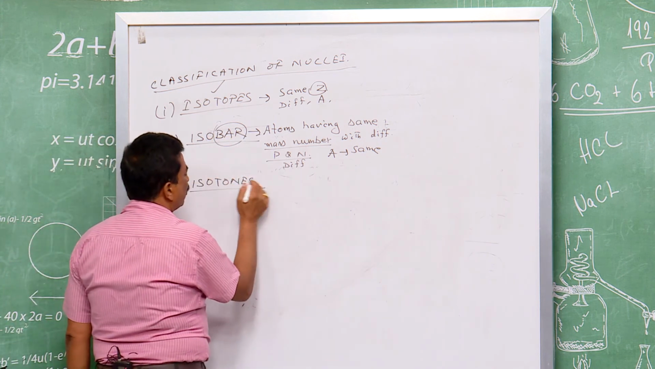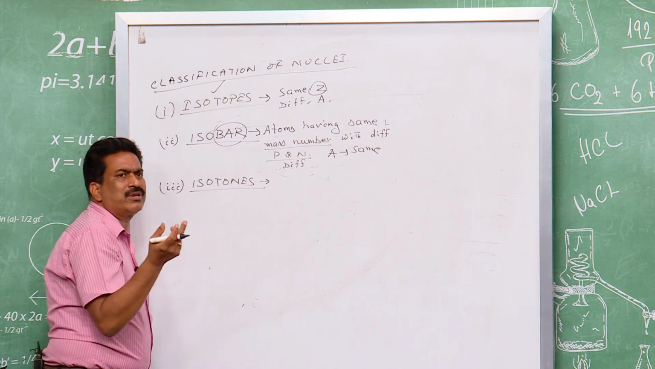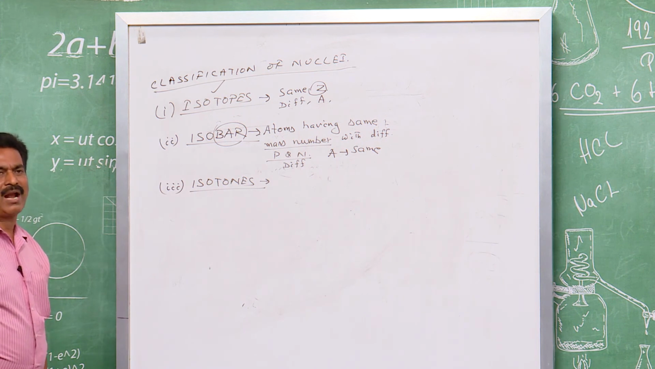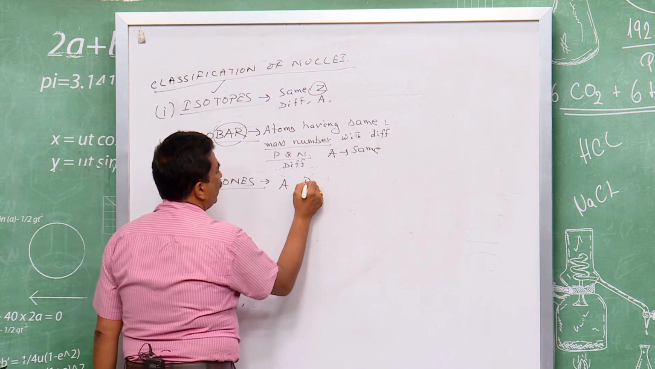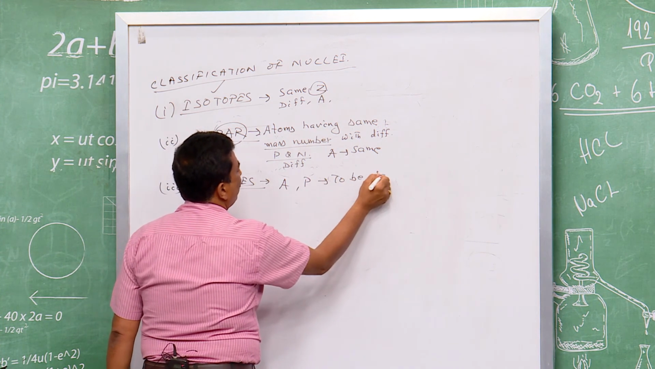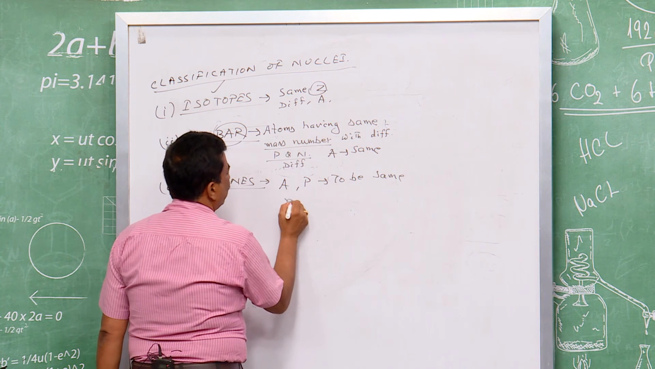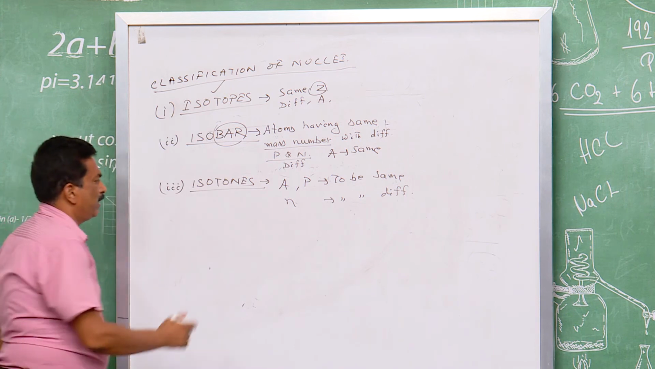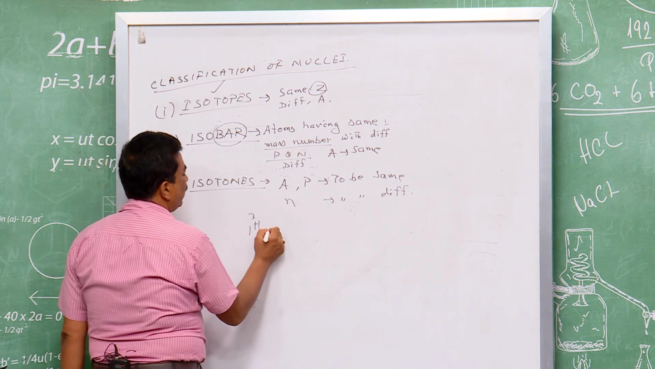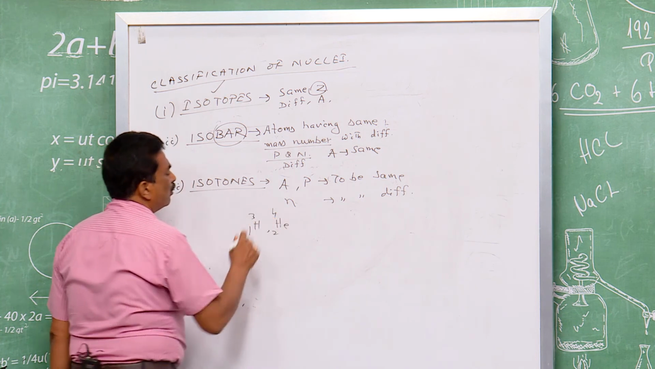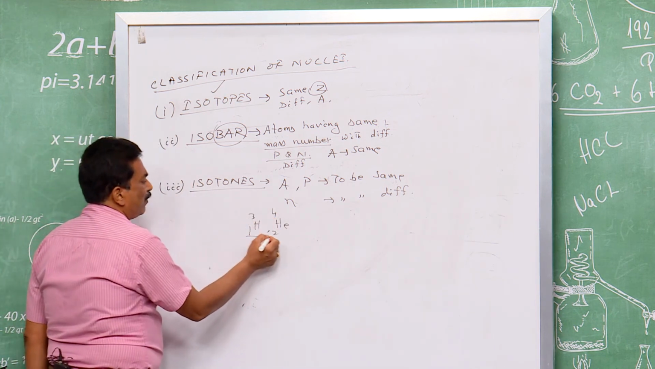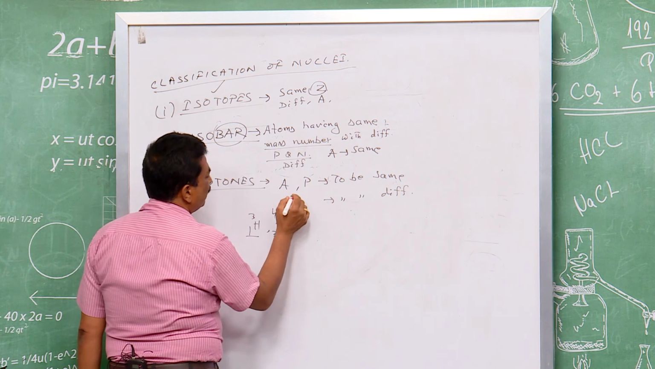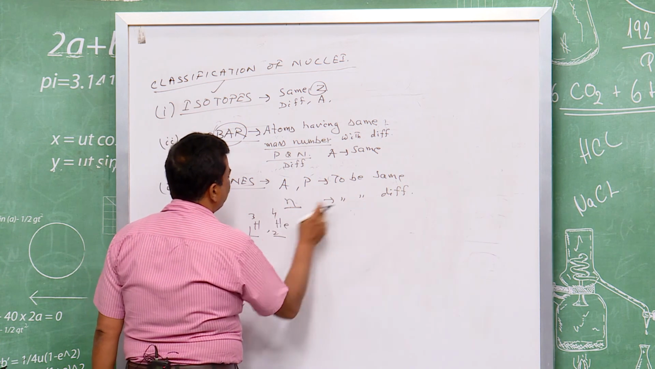And for isotones, what will happen? The neutrons are the same, but the protons and the atomic numbers, A and P, are different. Neutron is the same. Suppose I write 1H3 and 2He4. What are 1 and 2? 1 and 2 are the Z number, so the Z numbers are different, while N, the number of neutrons, is the same.